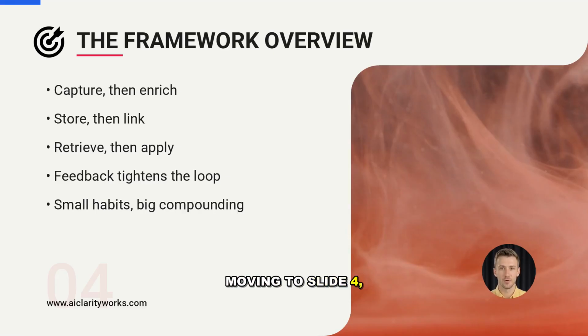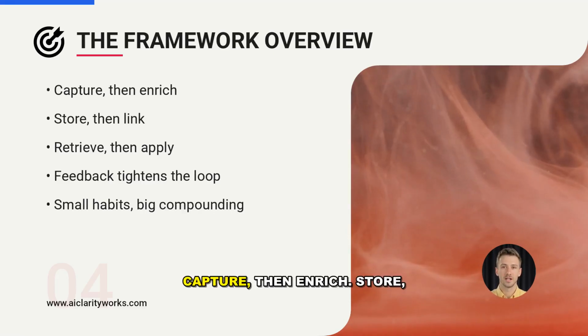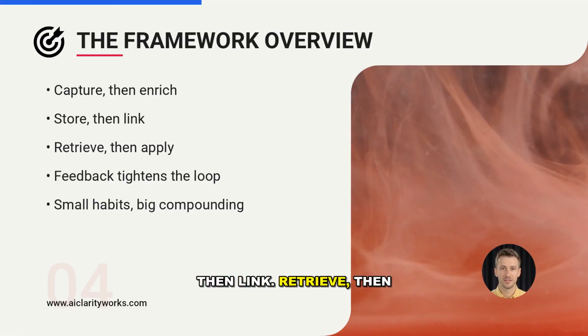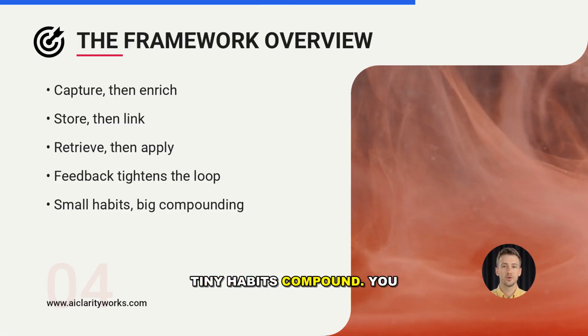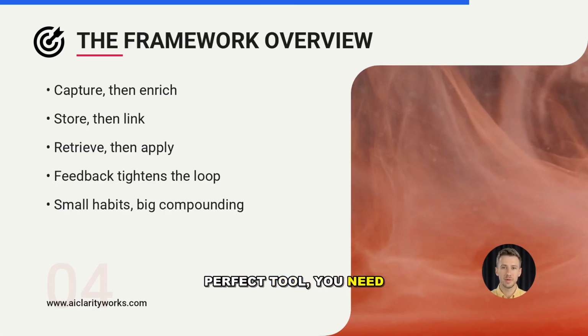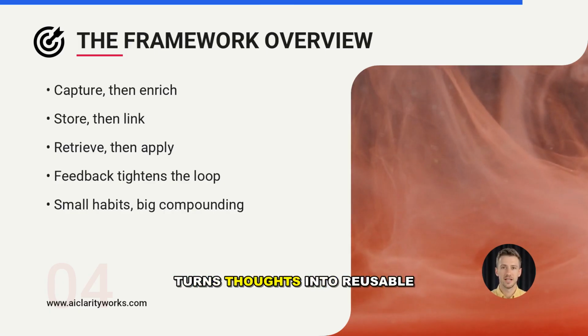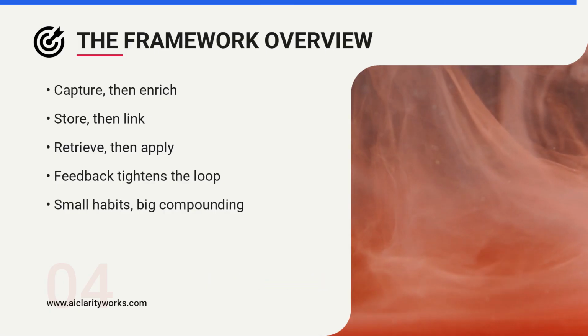Moving to slide 4. Here is the loop. Capture, then enrich. Store, then link. Retrieve, then apply. After you apply it, add quick feedback so the system gets smarter. That is how tiny habits compound. You do not need a perfect tool. You need a repeatable motion that turns thoughts into reusable assets.